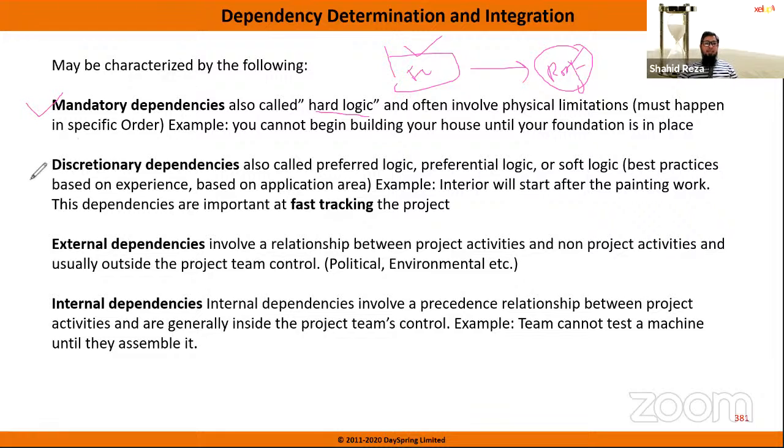So this is hard logic, mandatory dependency. The second one is discretionary dependency. There are 2-3 tasks. They have dependency, but that is discretionary. Discretionary means optional. So it will be based on your experience, your expertise, your team's expertise, what we will start first and what we will do second. So it will depend upon your preference, right? This is known as preferential logic, soft logic or preferred logic.